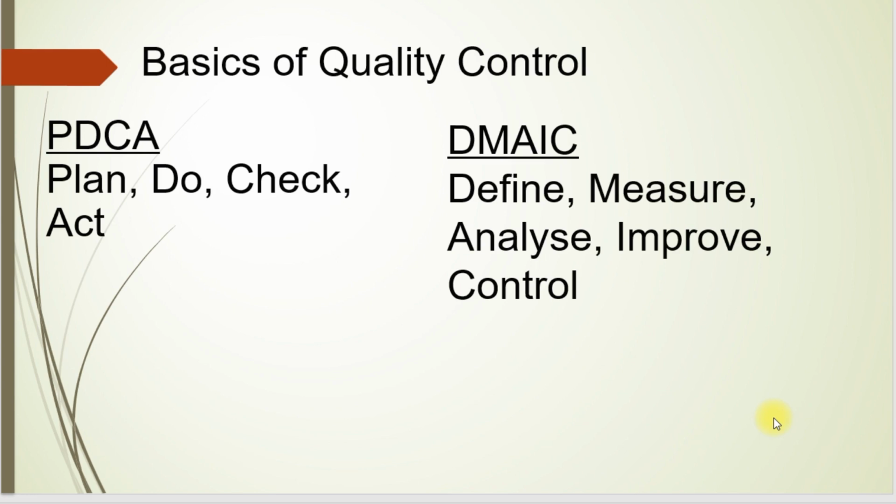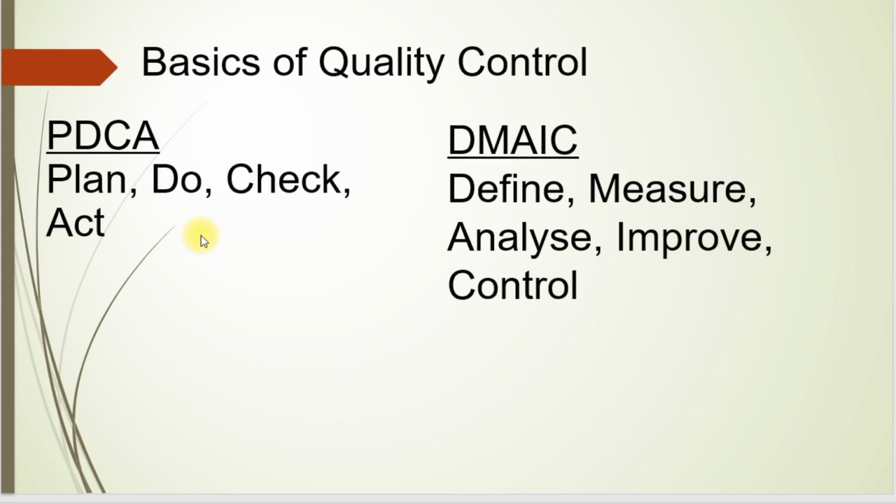Basics of Quality Control: PDCA (Plan, Do, Check, Act) and DMAIC (Define, Measure, Analyze, Improve and Control). So first we'll take a look at PDCA: Plan, Do, Check, Act.